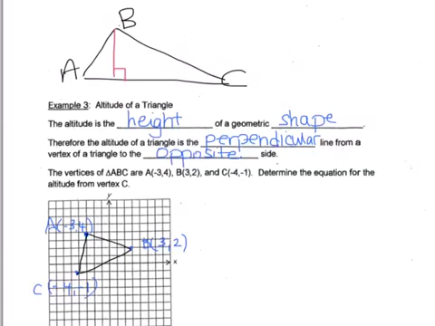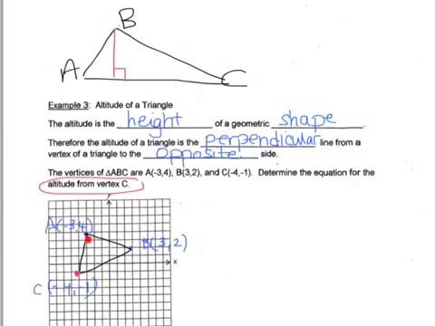Now it says determine the equation for the altitude from vertex C. That means we are going to start at vertex C and we're going to go straight toward the opposite side of the triangle and we're going to intersect it at a right angle. Now, I often find it's helpful to turn your page. In this case, when you're trying to draw the altitude from a vertex, the side that it's going to hit, which in this case is AB, you kind of want to make it horizontal so you can estimate where a perpendicular line is going to be.